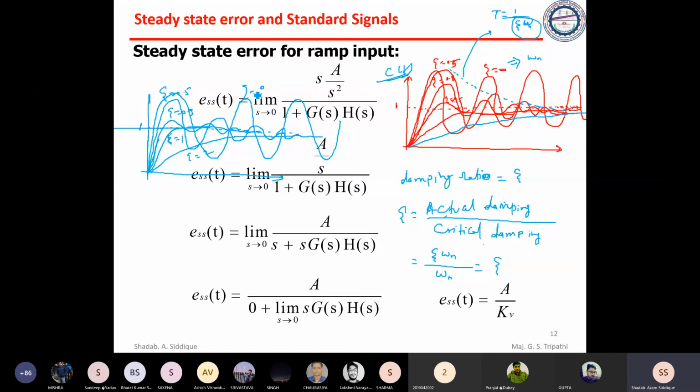And in this zeta is equal to 0 case, you can see how it is oscillating. It is a sinusoidal term, oscillating sinusoidally, and if a sinusoidal term is there, that means there should be a natural frequency, or there should be a frequency.